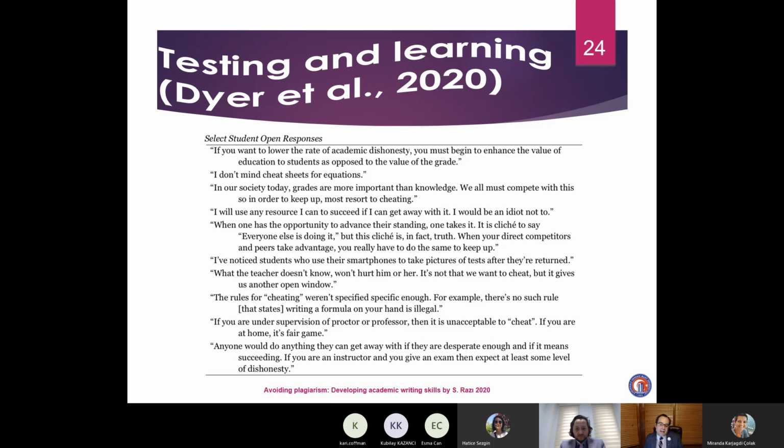So right here in the middle, about four down, it says, when one has the opportunity to advance their standing, one takes it. It's cliche to say that everyone else is doing it, but this cliche is in fact truth. When your direct competitor and peers take advantage, you really have to do the same to keep up. But I also think it's very important, obviously, context, right?